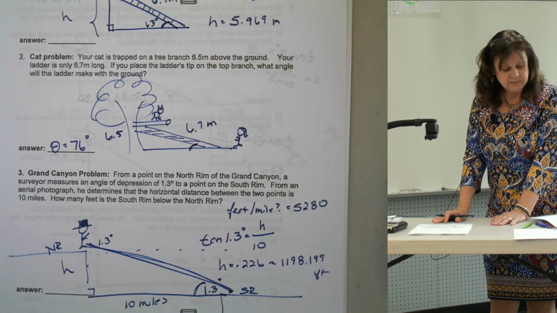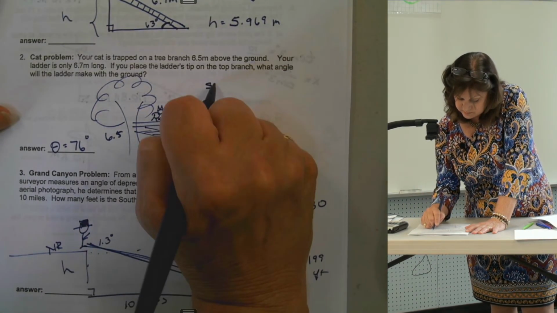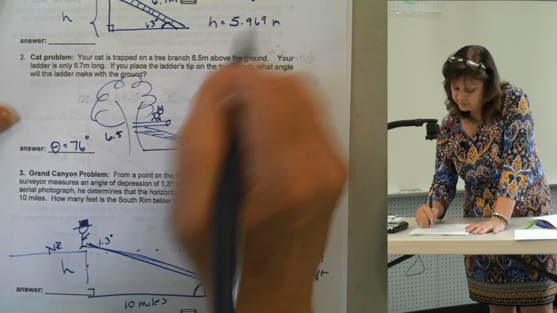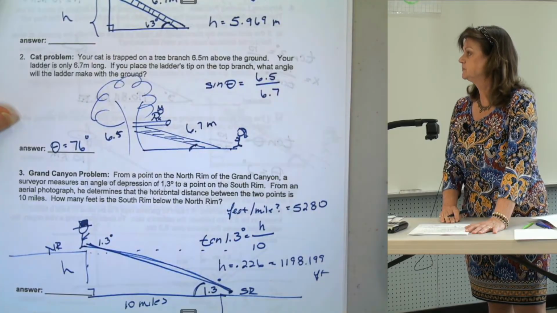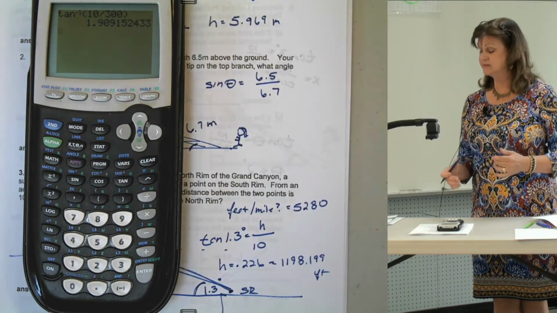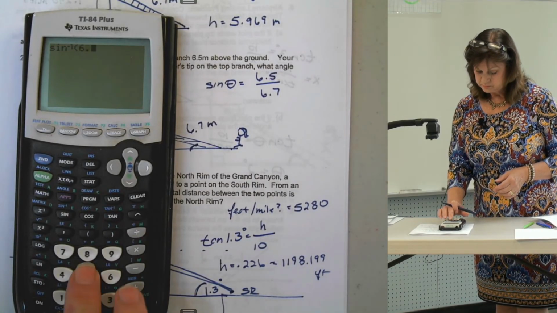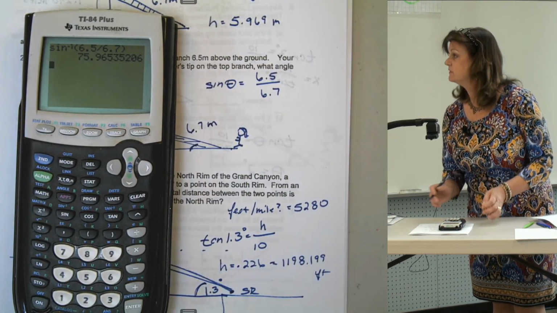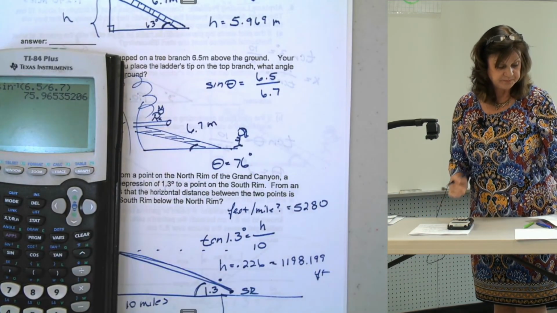Well, now I have opposite and I have hypotenuse. The sine of whatever angle I'm making this ladder with the ground is going to be opposite over hypotenuse. So now again, you've got an inverse problem here. What angle has this sine? And there you go. 75.96, or theta is 76 degrees.